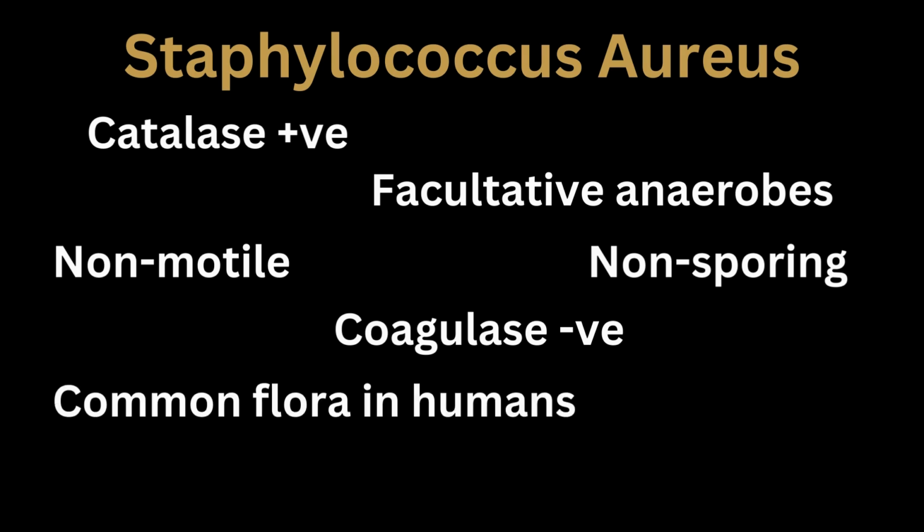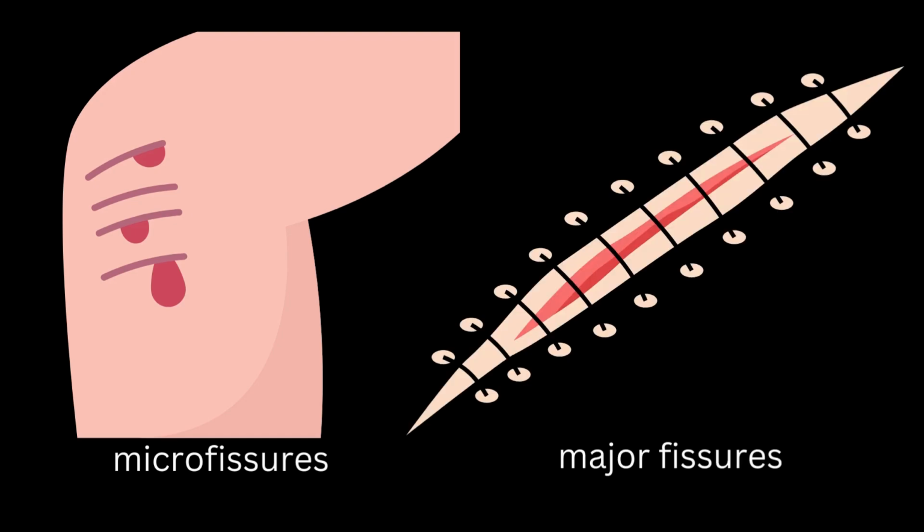They are the common flora of the skin, groin, armpits, nostrils and several other regions. It's important to keep in mind that Staphylococcus aureus are present in the nostrils. These bacterial colonies growing on your body surface can enter your body through microfissures or through major fissures. Now major fissures are like wounds or when you've undergone a surgery.